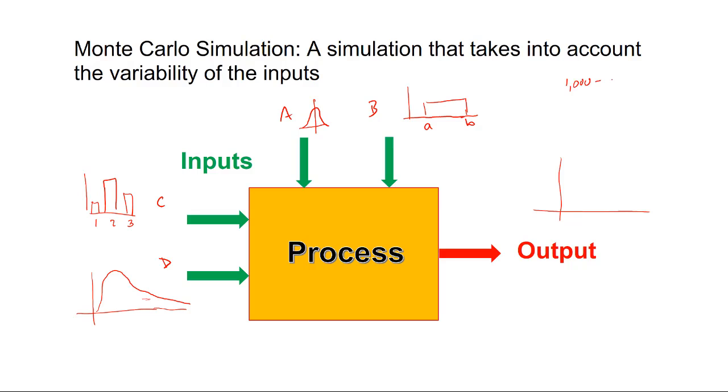1,000 to tens of thousands of different simulations. For each of those 1,000 to 10,000 simulations, you're going to randomly choose an A from its distribution, randomly choose a B from its distribution, and so on. So you're just going to choose combinations of A, B, C, and D by random chance. You're going to put those into your model process, and you're going to get the output. So you might get some sort of probability distribution that looks like this.